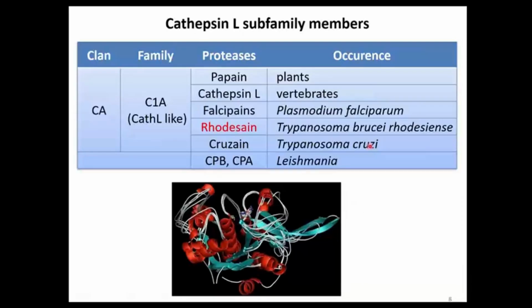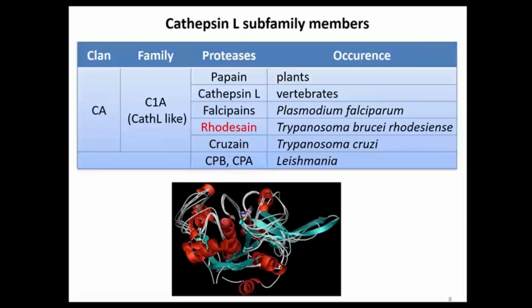As already mentioned, Rhodesain belongs to the papain family of cysteine proteases, and within this family to the subfamily of cathepsin L-like proteases. So human analogs of this enzyme are, for example, cathepsin L, but there are also other parasitic proteases, namely the falcipains from Plasmodia, brucipain from Trypanosoma cruzi, which is the pathogen causing the American Trypanosomiasis, the Chagas disease. And there are also Leishmanial cysteine proteases belonging to this family, namely the enzymes CPB and CPA.